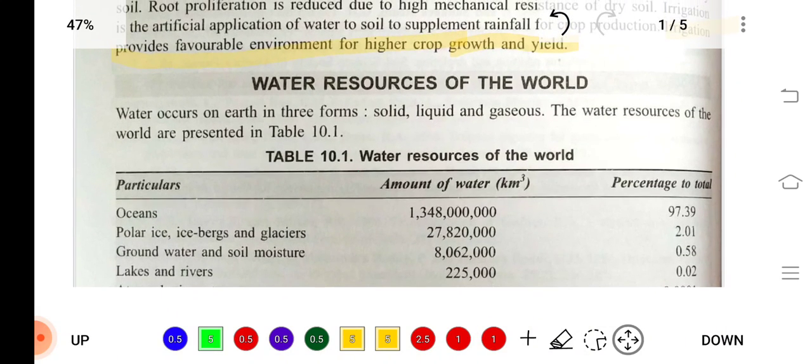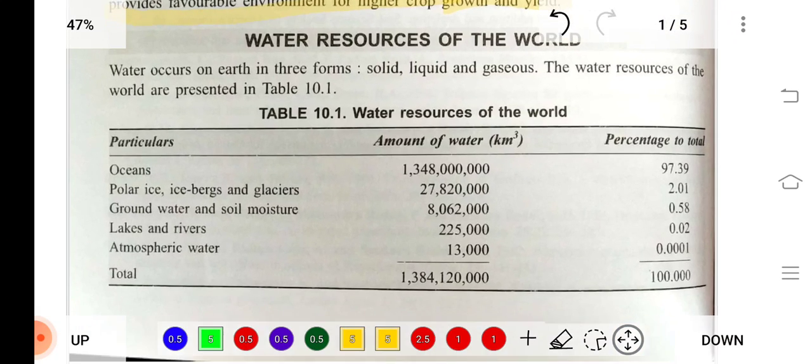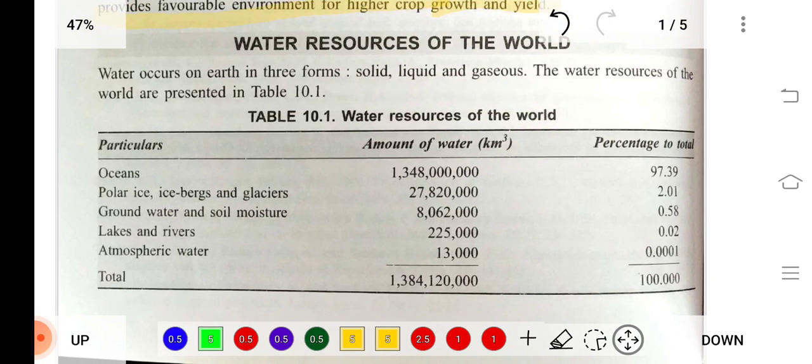When we discuss irrigation, we have to know about water resources of the world, India, and Maharashtra. This is a broad topic, but we look at the resources of water in different forms: solid, liquid, and gas. For the water resources of the world, as shown in the table below, the ocean contributes almost 97.39% of the total water content, and the remaining major part, 2.1%, comes under polar ice caps and glaciers.